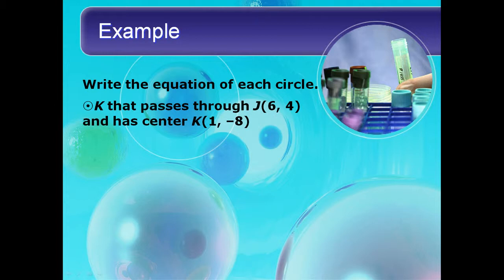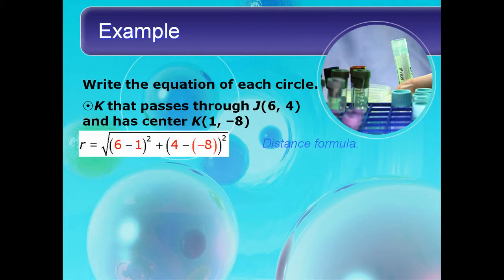Let's look at another one. This time we have a point and the center, but we don't have a radius. Circle K passes through the point J at (6, 4) and has a center K, which is (1, negative 8). So first of all, let's look at the distance formula, and we plug in the values from our two points to find the radius. Simplifying, we see that our radius is 13.